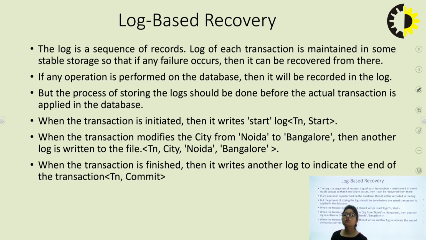When the transaction is finished, it writes another log record to indicate the end of the transaction. After we perform all the operations, we write commit. That means all the updations are done, and after the commit operation, all the updations are made in the database. If we have two transactions, one committed and the other not committed, after the commit operation the updation should be made in the database.